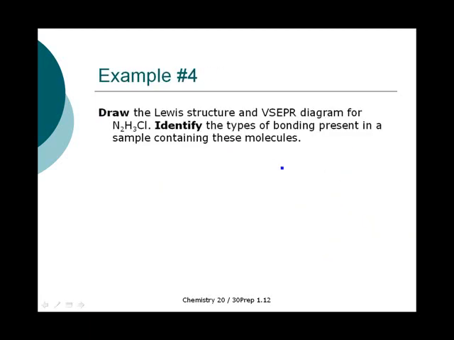Here we have another molecule, N2H3Cl, and we're going to identify the types of bonding present in a sample of these molecules as well. So first we'll draw the Lewis structure, and this one's a little bit more complicated, so I'm going to list my atoms out. 2 N's, 3 H's, and a Cl, a chlorine, which means we're going to have 2 times 5 electrons, plus 3 electrons, plus 7 electrons, for 20 electrons total. And we know that nitrogen is going to be our center because it's the most electron deficient of our 3 choices.